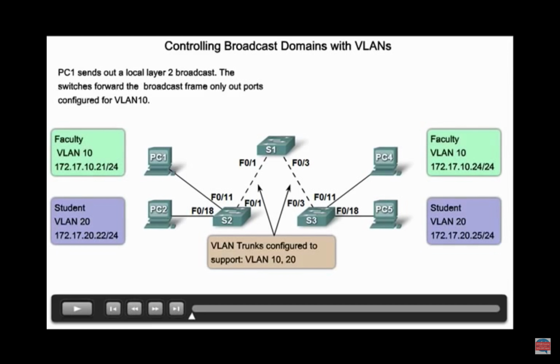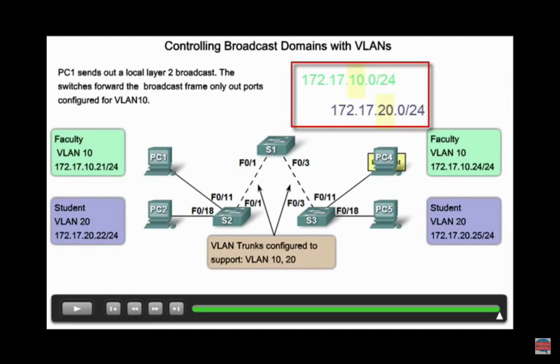After VLAN implementation, broadcasts sent by PC1, which is now on VLAN 10, only reach other devices that are on VLAN 10. No longer do devices on the student or any other VLAN receive or process broadcasts from the faculty VLAN. Broadcast containment is beneficial because it reduces unnecessary network bandwidth usage due to broadcasts. As a result, the amount of CPU cycles devices use to process the broadcasts is also reduced.